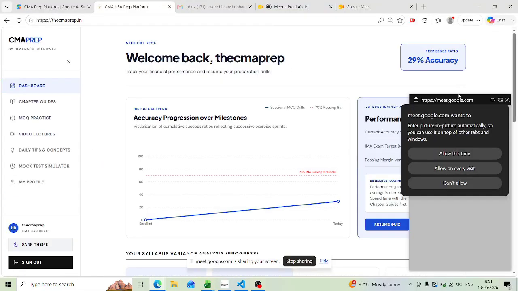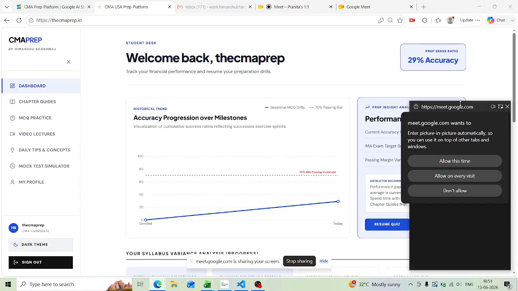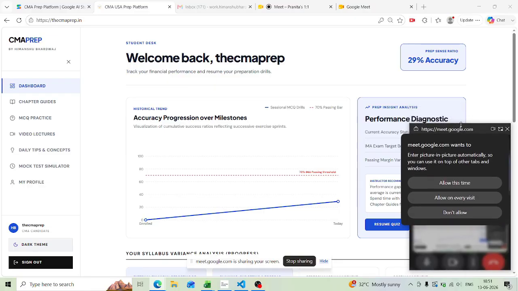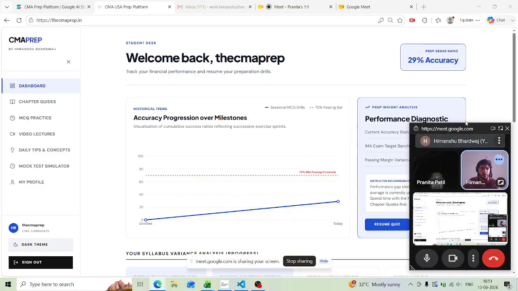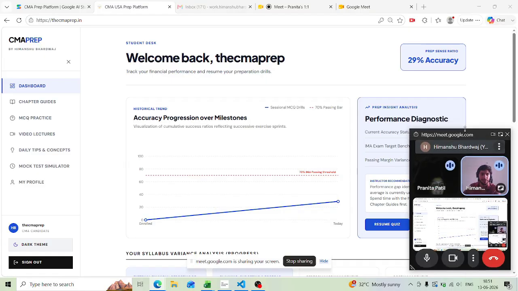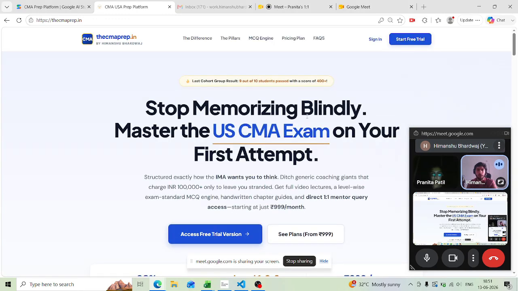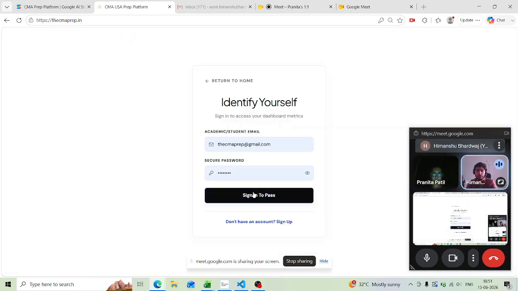Share how the platform looks. I guess you have already explored this website, right? Do you have any feedback for this, or have you not explored it that much? Okay, perfect. So basically, this is the whole overview. Let me show you from the sign out page. I guess you have already signed up for this, right?